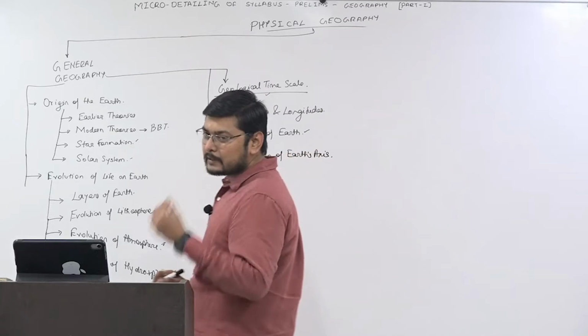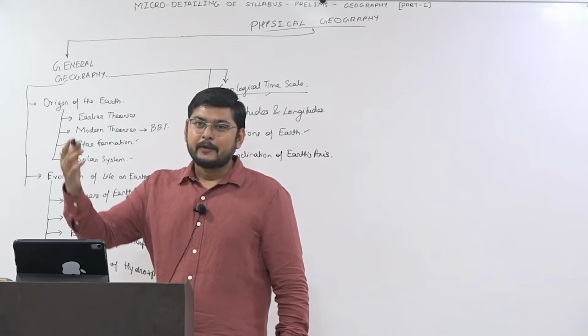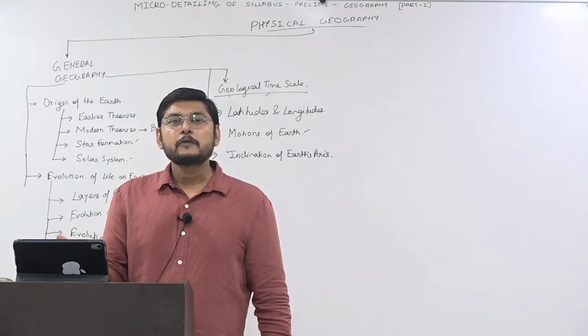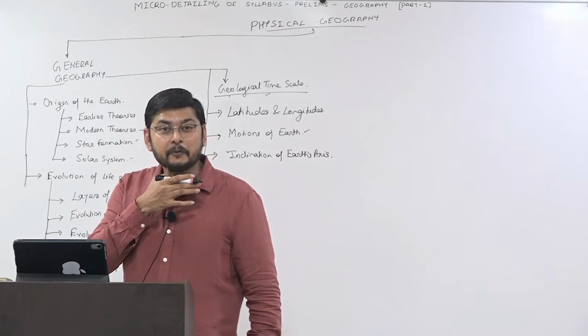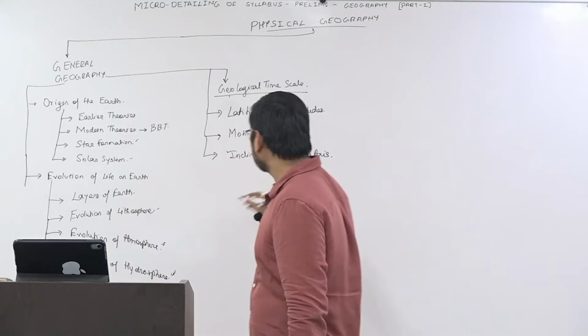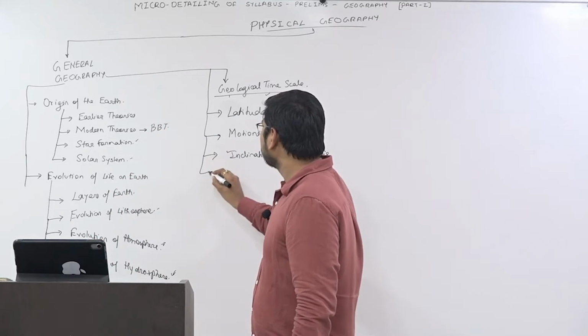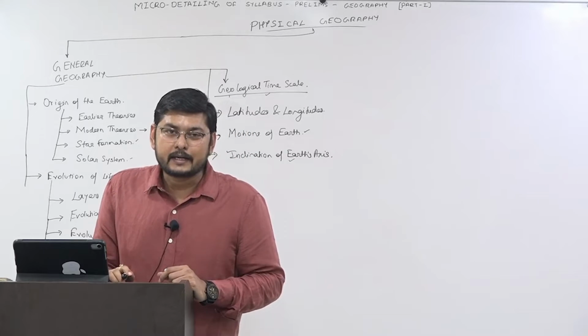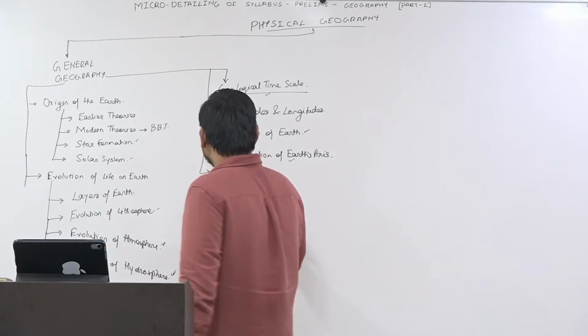Inclination of earth's axis, what is its implication? If the earth is tilted, what is the result? If the earth was not tilted, what would have been the scenario? So this will be understood in the part on inclination of earth. Next thing here we have the standard time and the date line.